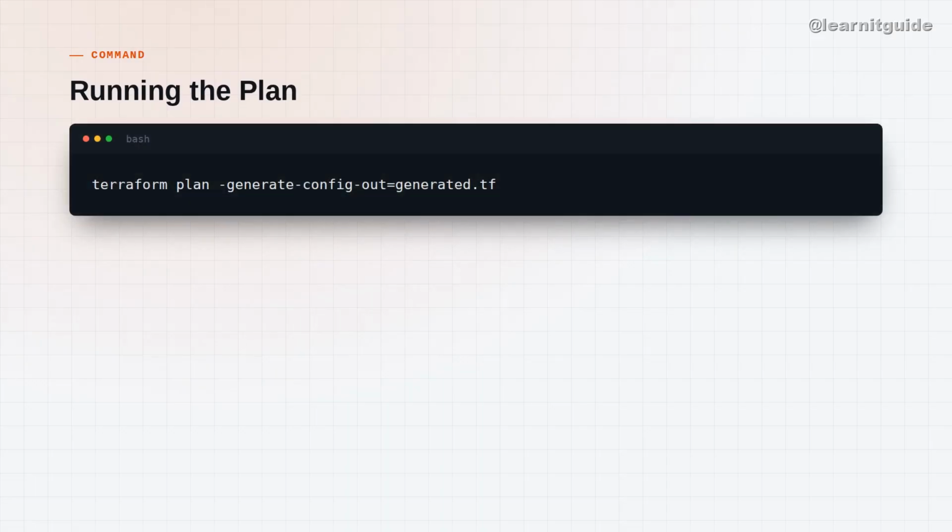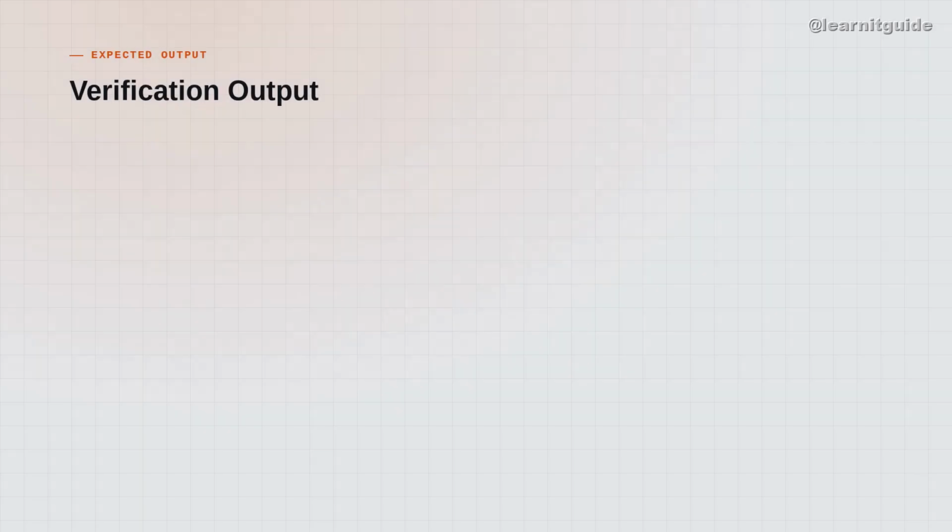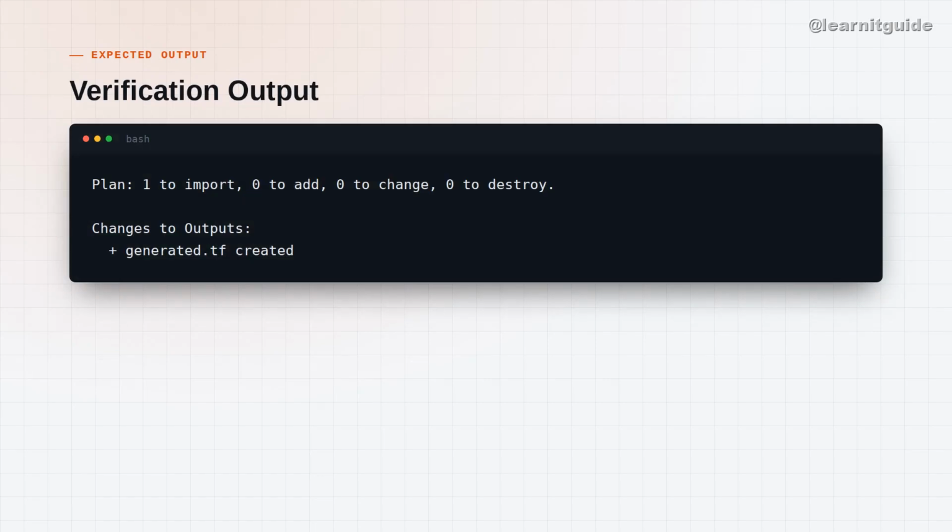Now run the plan command. We use the generate config out flag to tell Terraform to write the discovered configuration into a new file. This is safer than overwriting your existing code. When you execute this, Terraform will reach out to the cloud provider, authenticate, and then output exactly what it found, comparing it against the resource block you defined earlier. The expected output shows that Terraform is ready to import exactly one resource.